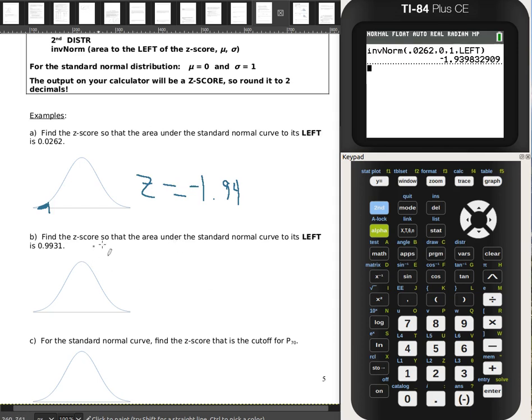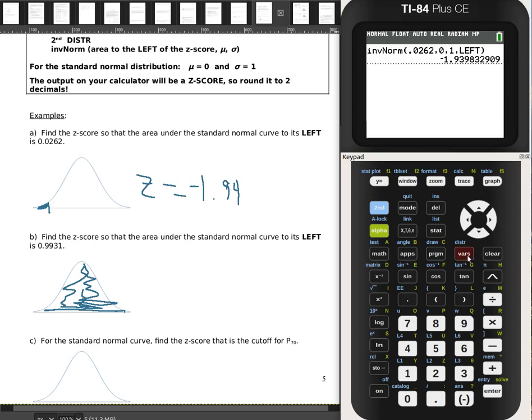What about the z-score so that the area under the curve to the left is 0.9931? Wow, so it's almost the whole thing. So that z-score, we're looking for something pretty large, maybe over here, because we want 99% of the area to be on the left side. So we're wanting all of this area to be 0.99.